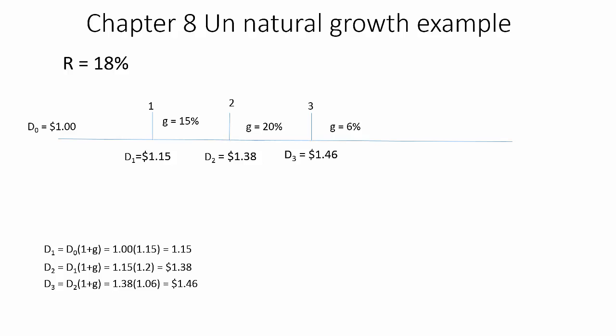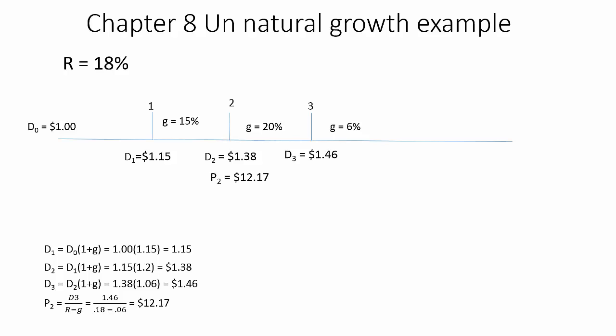Once we have the dividend for year 3, we can calculate what his expected stock price is in year 2. So that would be his dividend from year 3 divided by our required rate of return of 18% minus the growth rate of 6%, and we get the expected stock price in year 2 at $12.17.